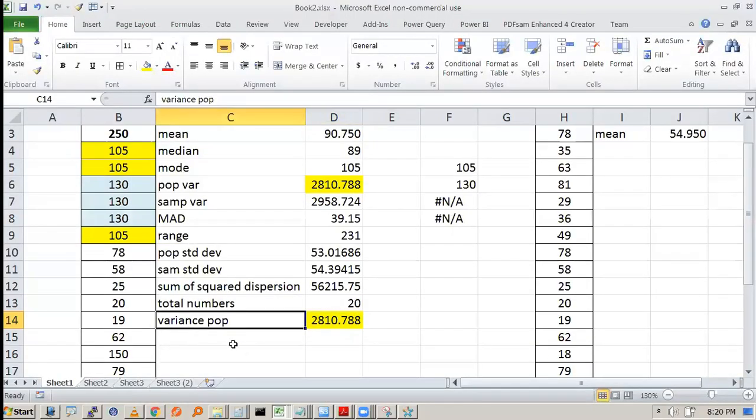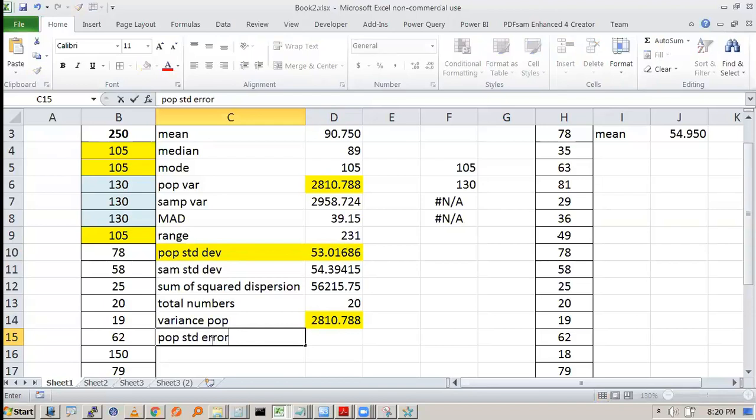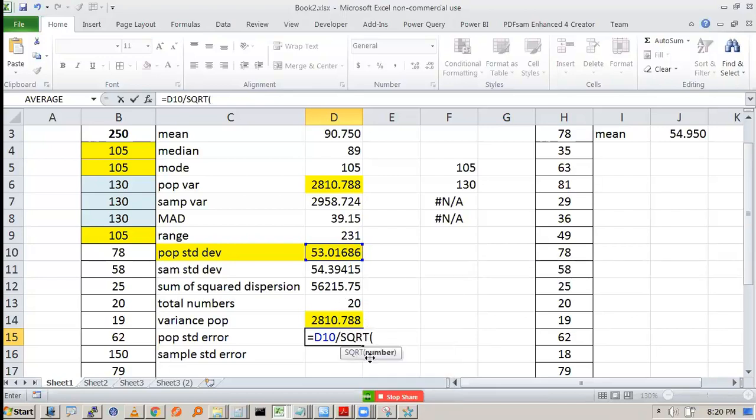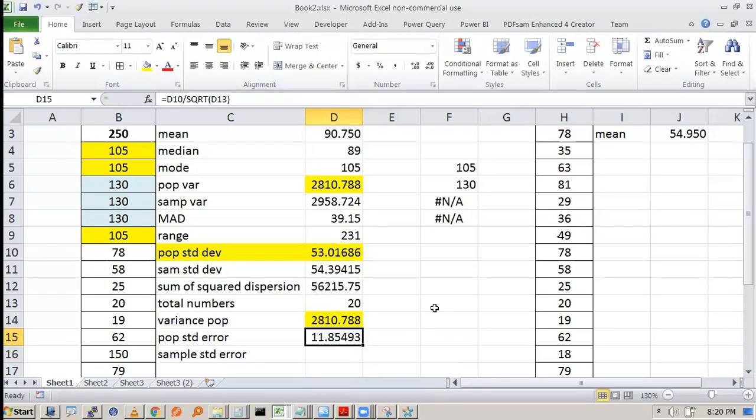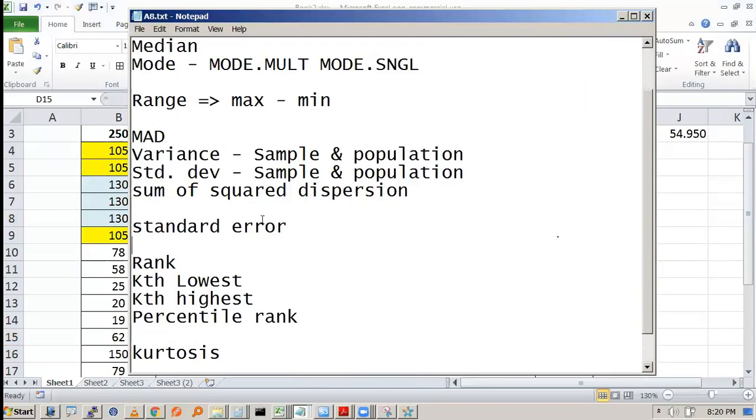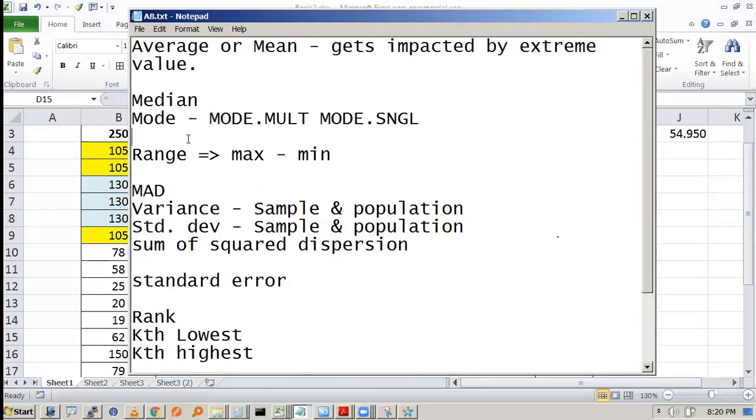Since we have the population standard deviation, standard error can be both population standard error and sample standard error. Most of the time it is the sample standard error rather than the population. But the population standard error will be the population standard deviation divided by the root of 20. Another way to compute the root is SQRT, SQRT of 20. That is the population standard error. This is your calculation. So these are some of the dispersion measures that you have seen.